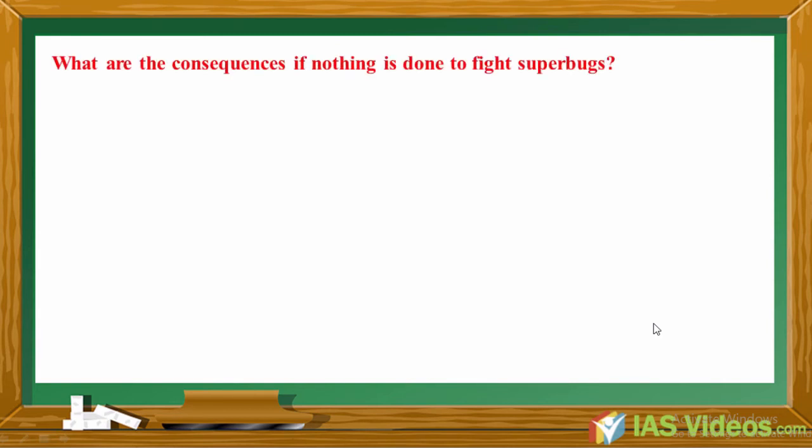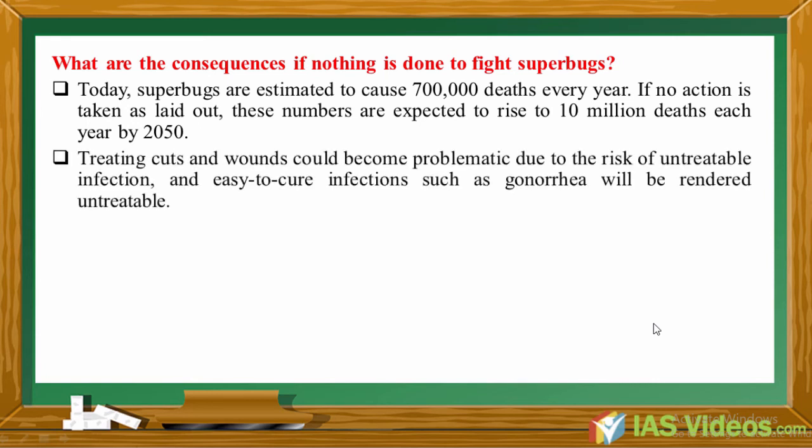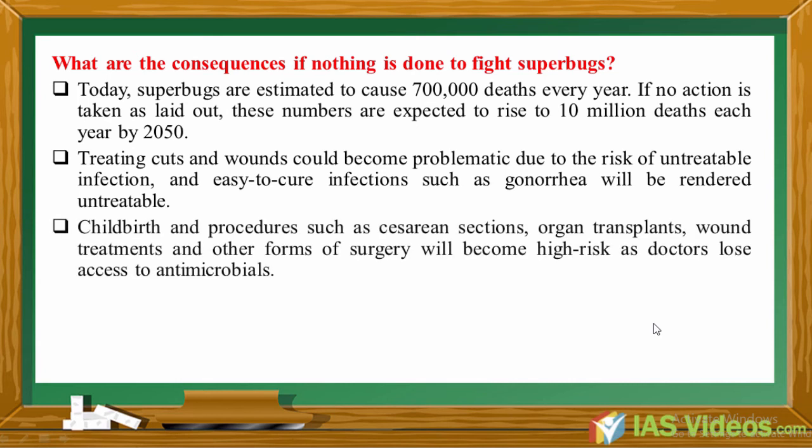What are the consequences if nothing is done to fight superbugs? Today, superbugs are estimated to cause 700,000 deaths every year. If no action is taken as laid out, these numbers are expected to rise to 10 million deaths each year by 2050. Treating cuts and wounds could become problematic due to the risk of untreatable infections, and easy-to-cure infections such as gonorrhea will be rendered untreatable.